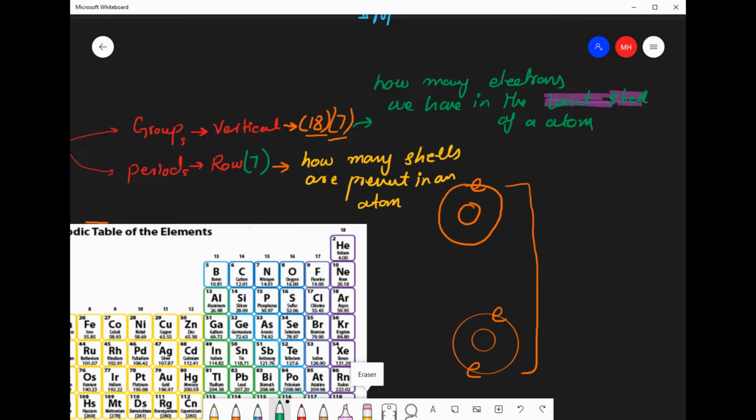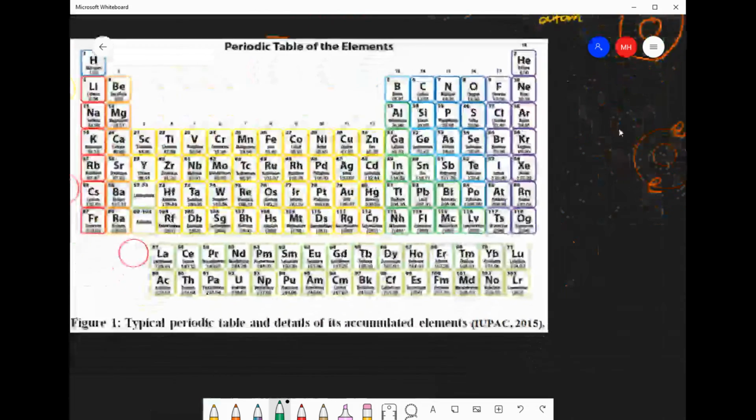Last shell, because some students get confused. They think, oh, the group number shows how many electrons are there. No, not the overall electrons. They are not telling the overall electrons, only the electrons in the last shell. Now, let me explain. Let me elaborate here.